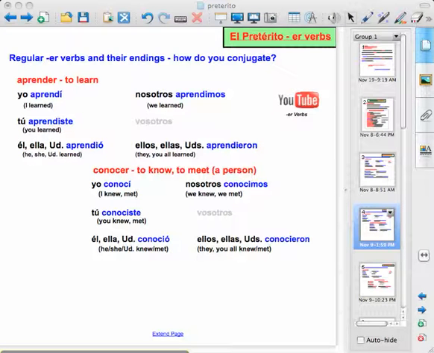Okay, in this screencast we're now looking at regular ER verbs and their endings. But what I mean by regular is there are no weird things that are happening with these verbs. It's just a straight up conjugation: cut off the ER, throw on the new endings, and you're done.